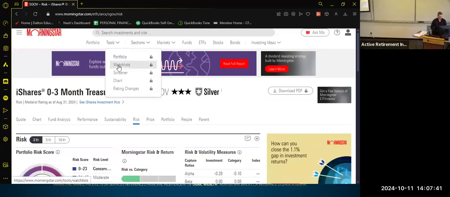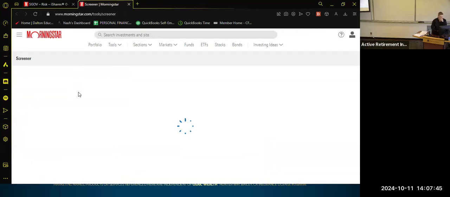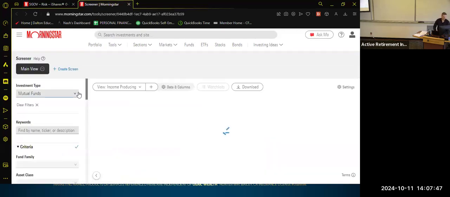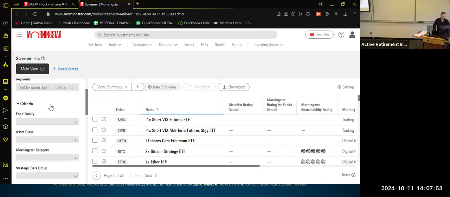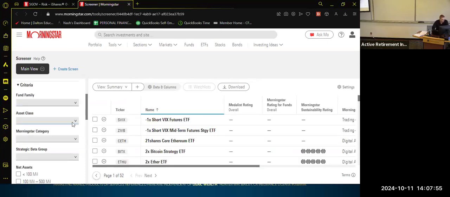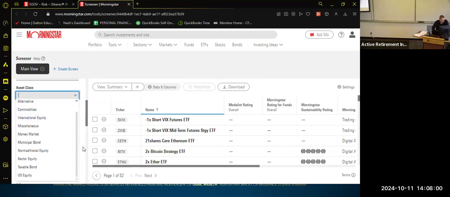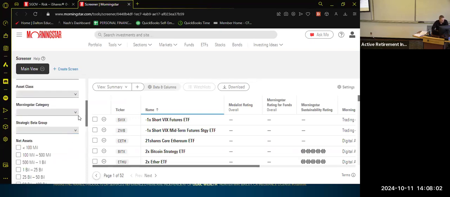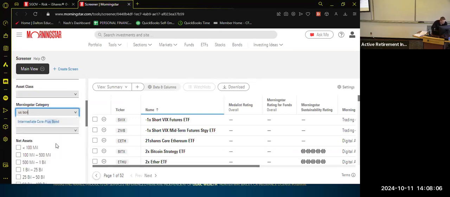You can also use this screener tool from Morningstar, which is really helpful. I'm always just looking at ETFs, so let's go to ETFs. We can pick the asset class. So maybe we're going to say, let's see, let's do Morningstar category. Okay, so I guess we can just search.